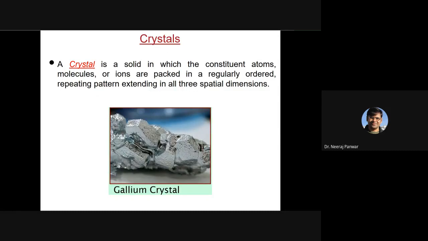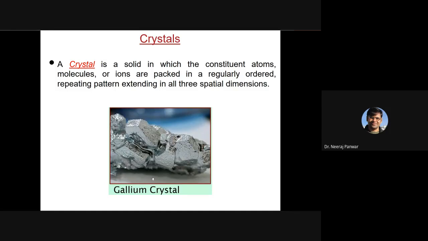Now we are going to see different types of crystals. How do we define a crystal? A crystal is a solid in which the constituent atoms, or molecules or ions, are packed in a regularly ordered repeating pattern, and this extends in all 3 spatial dimensions. It extends along the x direction, the y direction, and the z direction.